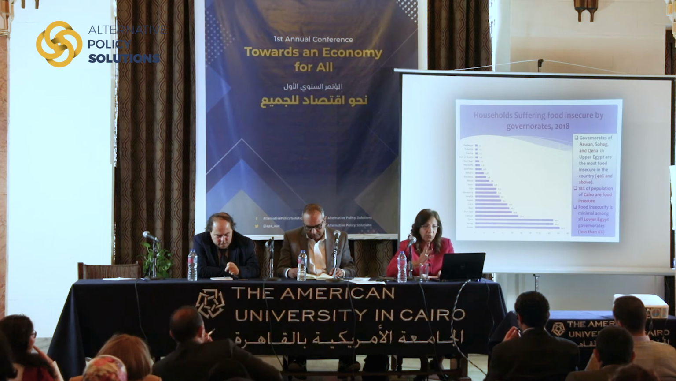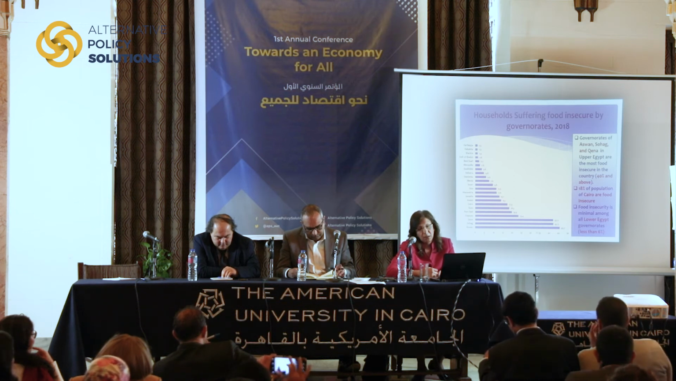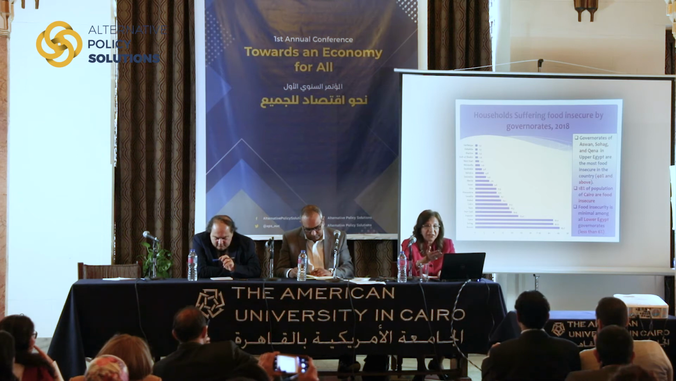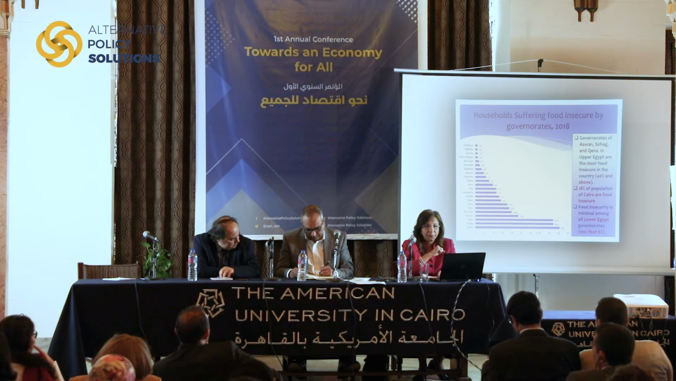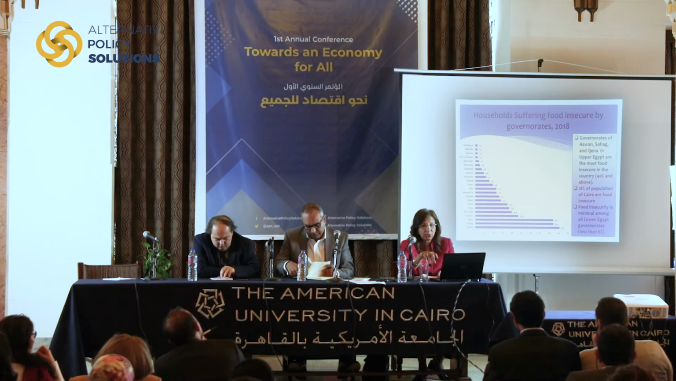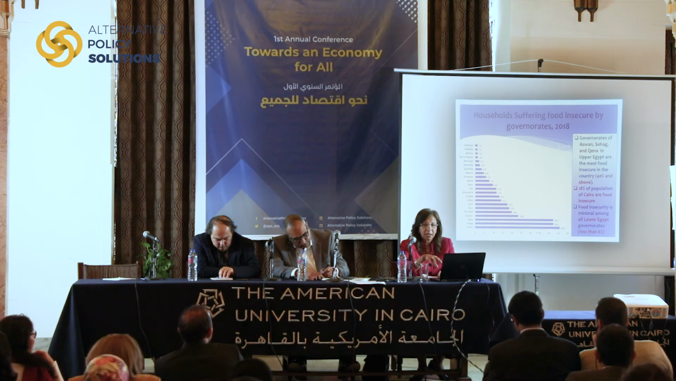By governorate, we found the same. Aswan, Sohag and Qena have the most food insecurity in Egypt, 40% and above. In Aswan, we have 45 or 46% of the population food insecure by the CARI definition. 18% in Cairo, and the minimum is in Lower Egypt.